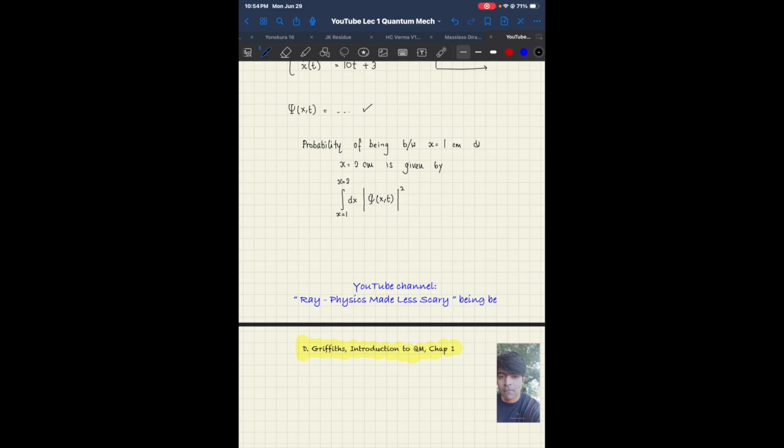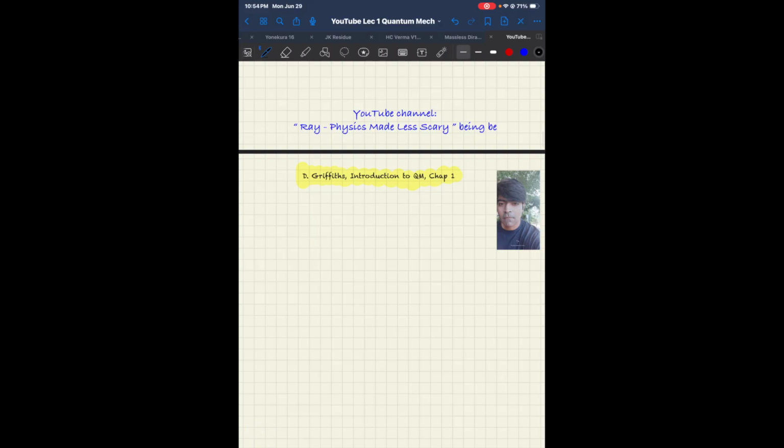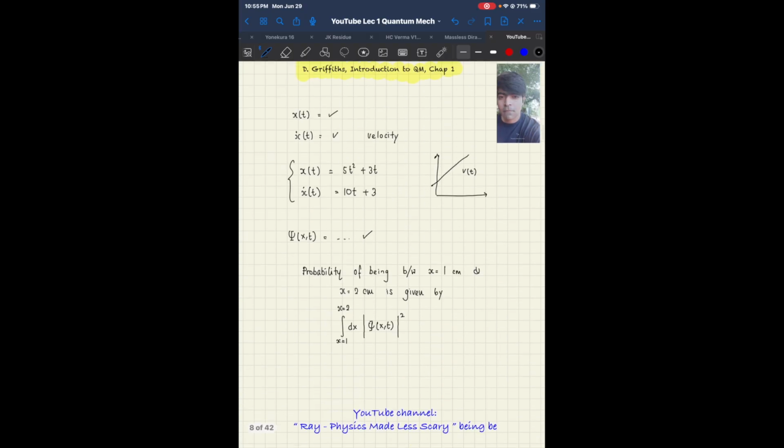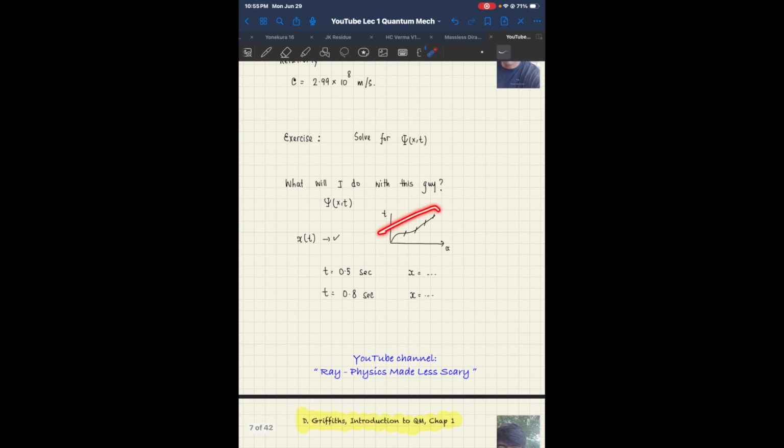Okay, so let this sink in. It tells you first, what does it tell you? Again, recap. It tells you probability. It does not tell you exactly where you are. It cannot, in fact, tell you exactly where you are. Just as I had mentioned, it cannot tell you the trajectory.